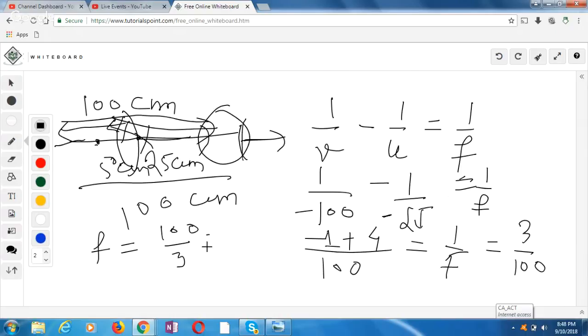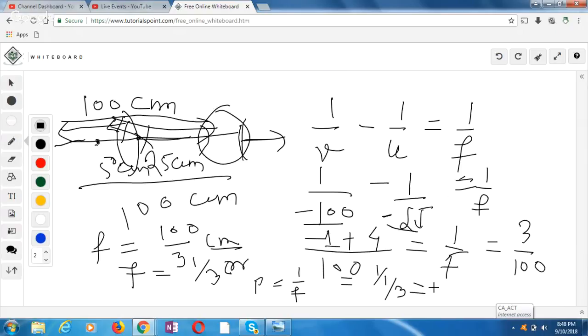divided by 3 centimeters. Why centimeters? Because I have been keeping all the data in centimeters. If I convert it into meters, f comes out to be 1 by 3 meters, because I have to divide centimeters by 100. Now what will be the power? Power would be equal to 1 by f, which is equal to 1 divided by 1 by 3, that is equal to 3 diopters. So in this case a convex lens would be needed, whose power would be 3 diopters.